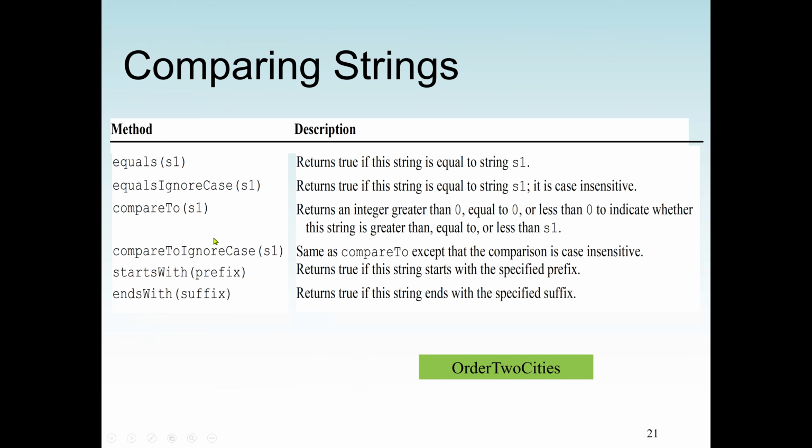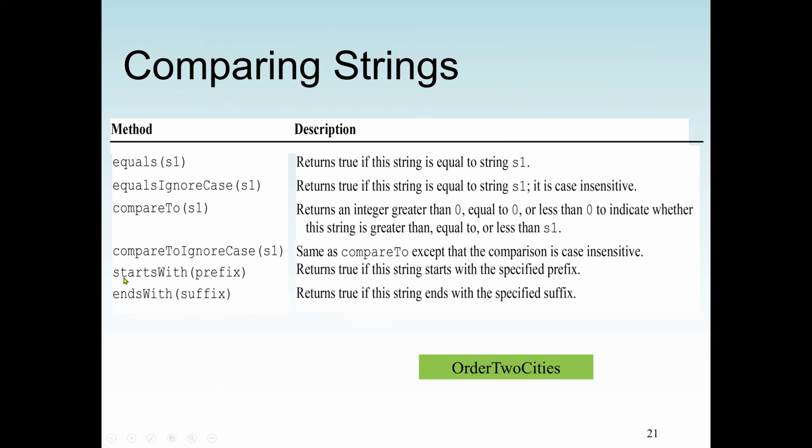We can also use compareTo. compareTo will return 0 if the two strings are the same. Returning 0 means they are the same, greater than 0 means the first string is greater than the second, and less than 0 means the first string is less than the second string. Same thing, we also have compareToIgnoreCase. In this case, we are not going to consider the cases, whether it's uppercase or lowercase.